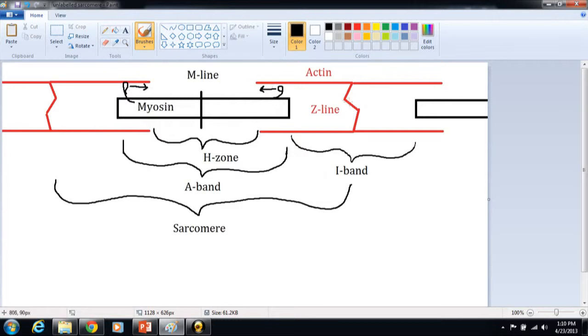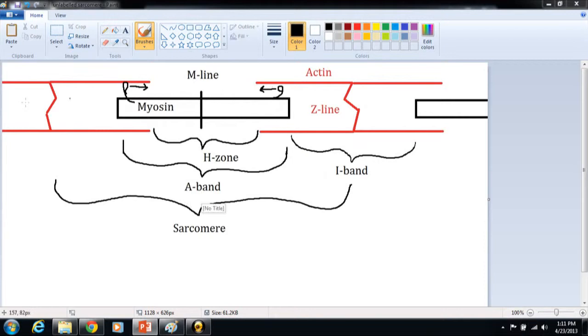So what's happening then is your Z lines are drawing closer together, which causes the H zone to shrink until, if it's fully contracted, the actin filaments on each side will basically be almost touching. So the H zone will be almost nothing, practically disappeared. Okay? And I have a picture then of a contracted sarcomere.